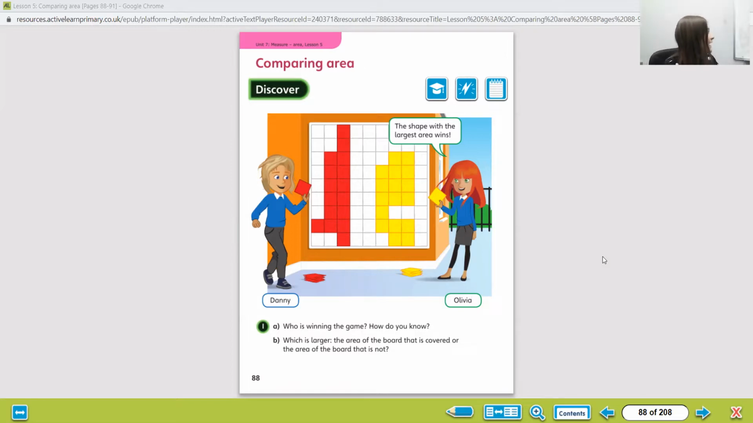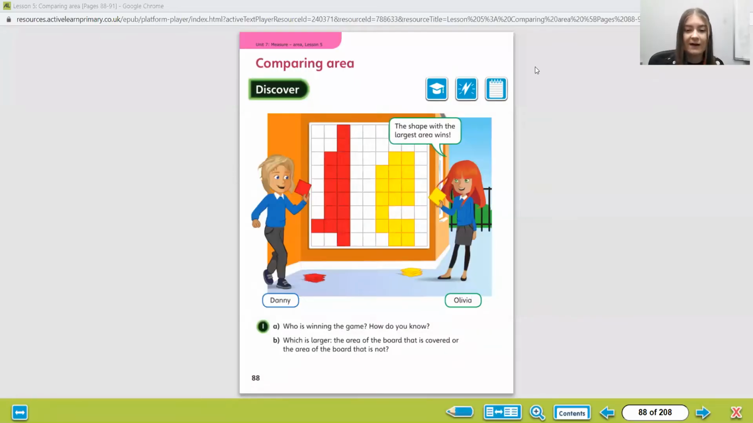Okay, so Olivia's is 17 squares and Danny's is 16 squares. So Danny's has a slightly smaller area. Olivia's area of 17 squares is the winning shape. And for question B, which is larger, the area of the board that is covered or the area of the board that is not covered? I have not worked that one out yet. So I'm going to pause the video and work that out for you, and then I will tell you the answers.